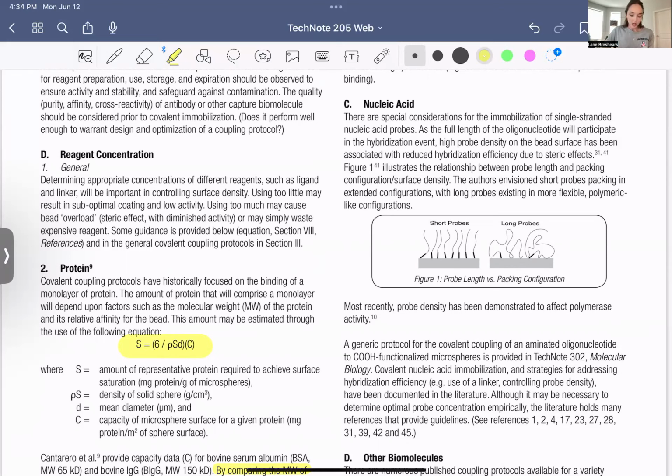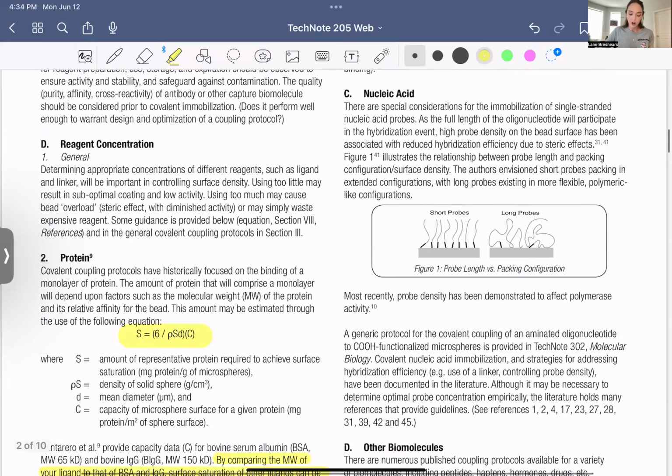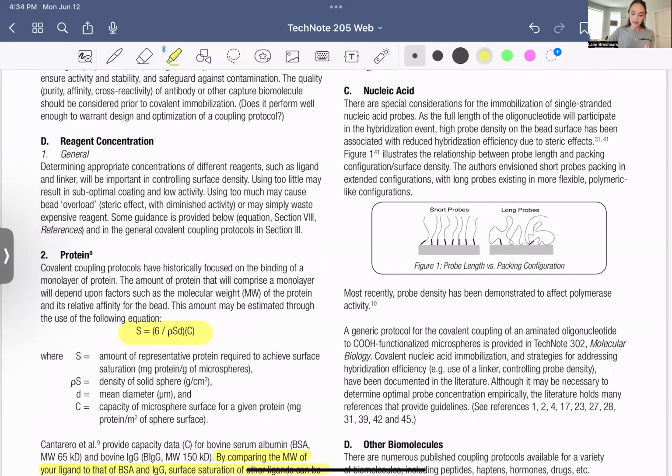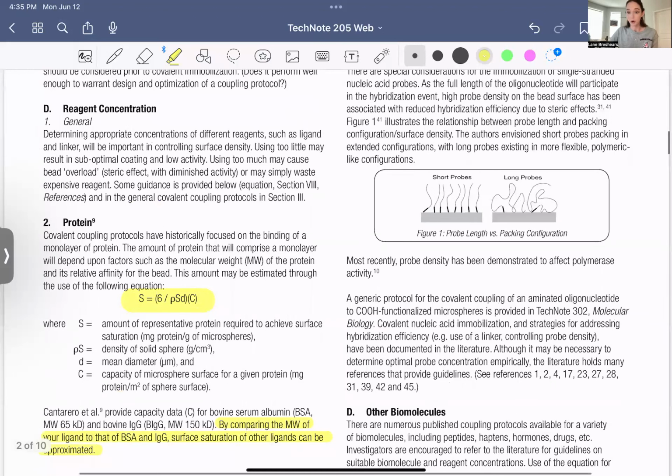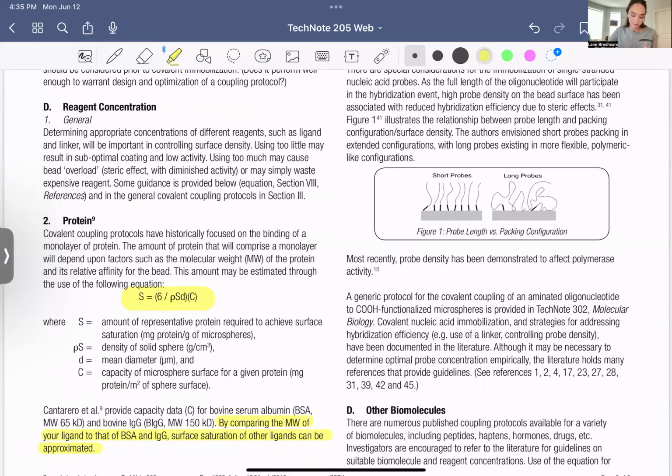So regarding reagent concentration, determining appropriate concentrations of different reagents, such as ligand and linker, will be important in controlling surface density. Using too little may result in suboptimal coating and low activity. Using too much may cause bead overload, steric effect with diminished activity, or may simply waste expensive reagent. Antibodies are expensive. You don't want to waste it if you don't need to. Some guidance is provided below and in the general covalent coupling protocols, which we'll go over in part three.